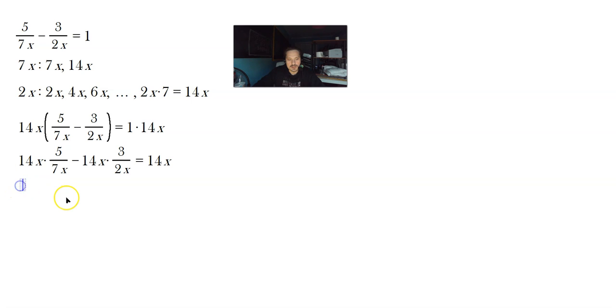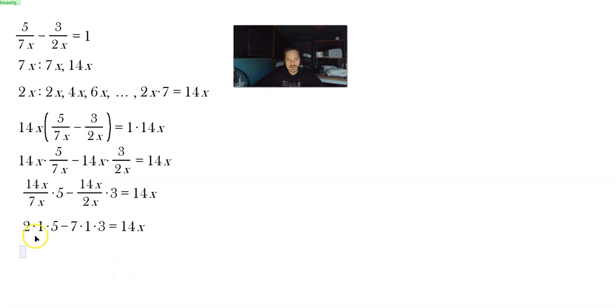Now, what you can do is you can put the 14x over the 7x times the 5. You can take this and rewrite it this way as equivalent. It means the same thing. Minus 14x divided by 2x times the remaining 3, and at the end you still have 14x. Now work on these. 14 divided by 7 is 2, x divided by x is 1, and then times the remaining 5. So you have 2 times 1 times 5. 14x divided by 2x: 14 divided by 2 is 7, x divided by x is 1, and then the 3 remains, so times 3, and on the right side you still have 14x.